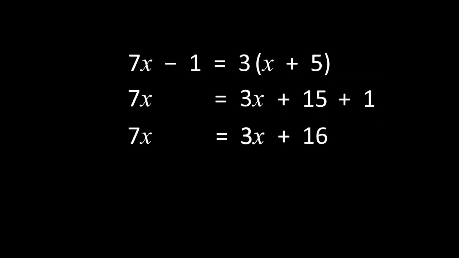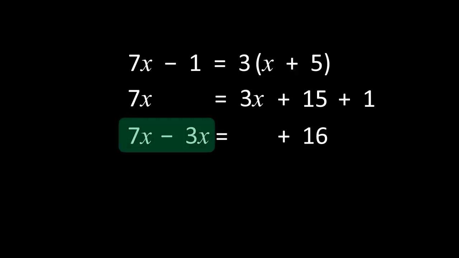So now we want to get x's all together, so that 3x, well that's plus 3x. Remember the invisible plus in front of it. So let's move that plus 3x from the right to the left. It does the opposite, minus 3x. Let's have a bit of a tidy up. 7x minus 3x, 4x equals 16.